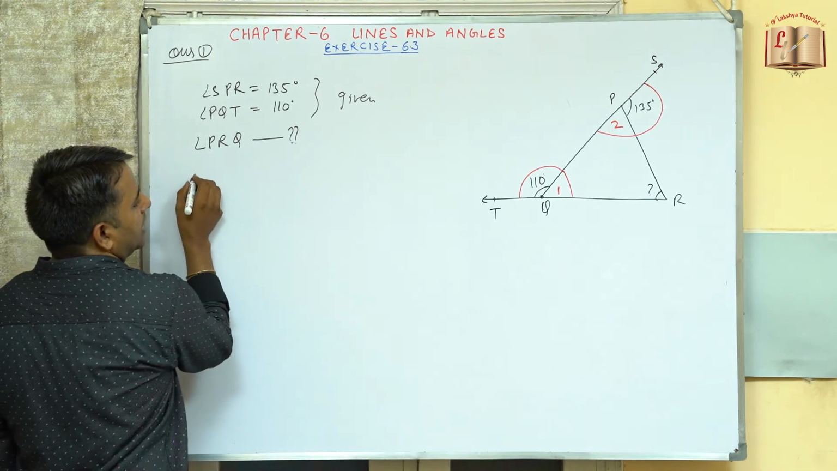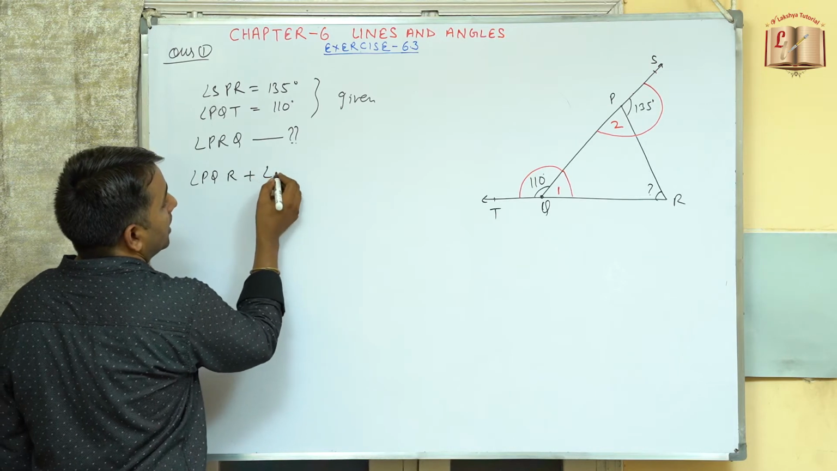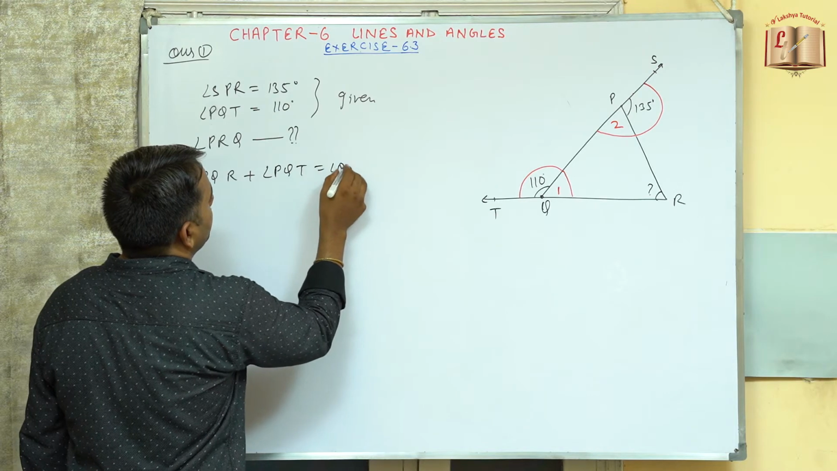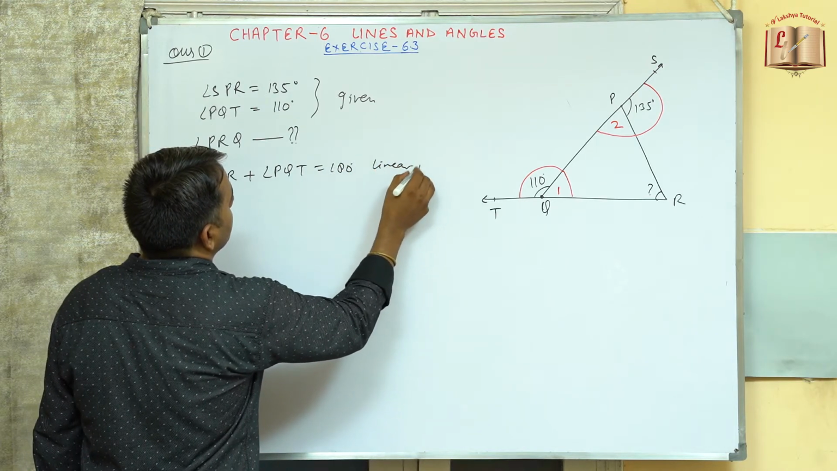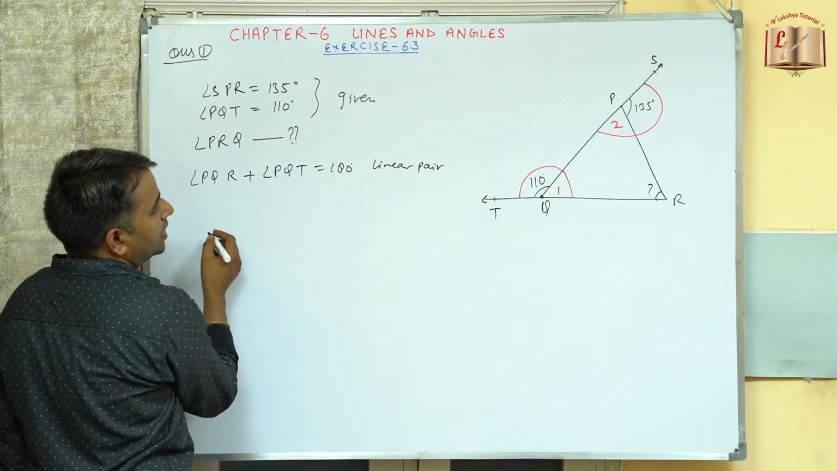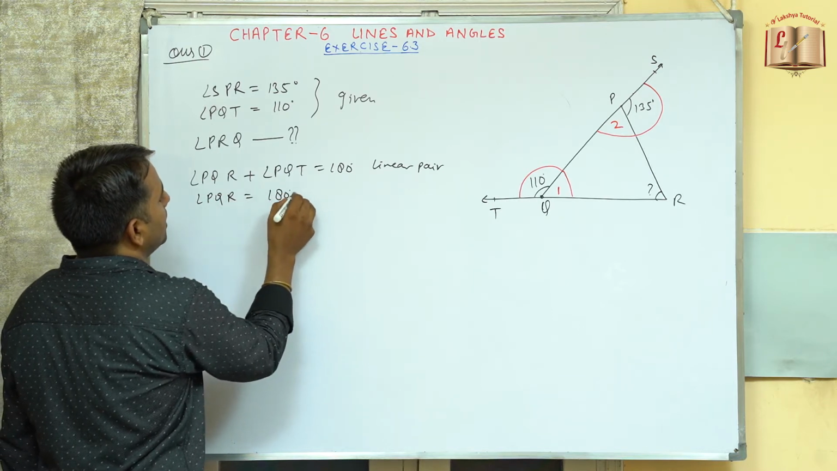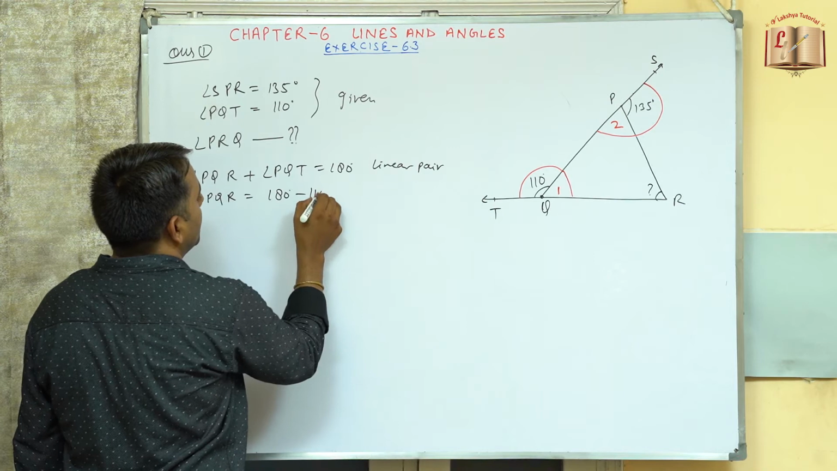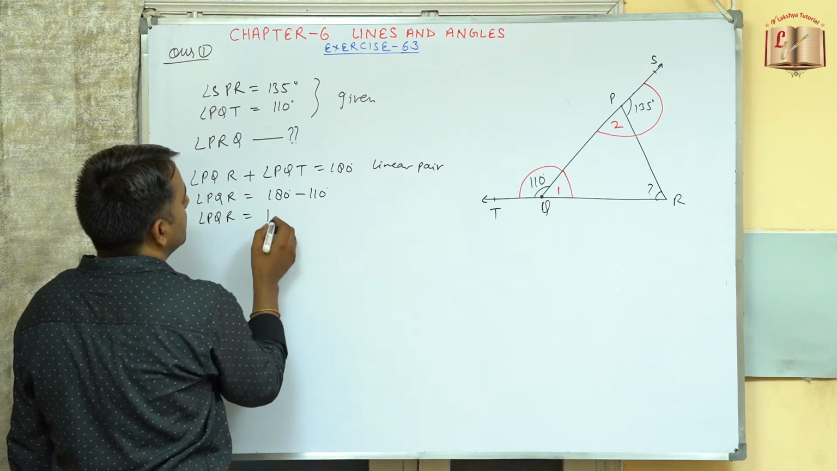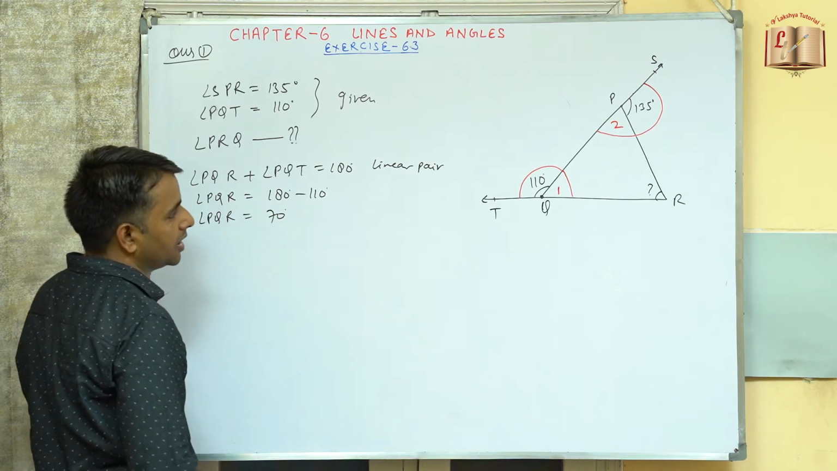So now we can write angle PQR plus angle PQT will be equal to 180 degrees, linear pair. Now angle PQR will be equal to 180 degrees minus 110 degrees, which is already given. So angle PQR will be equal to 70 degrees. So we got angle PQR as 70 degrees.